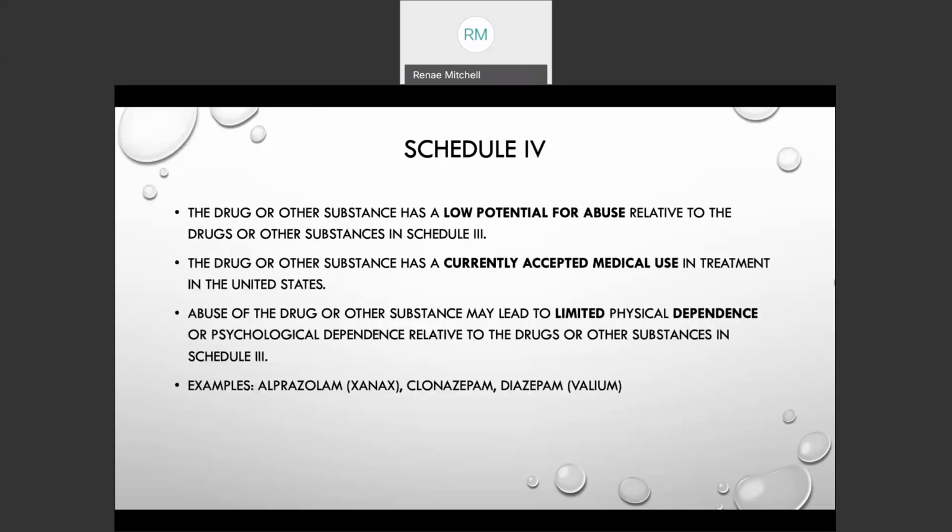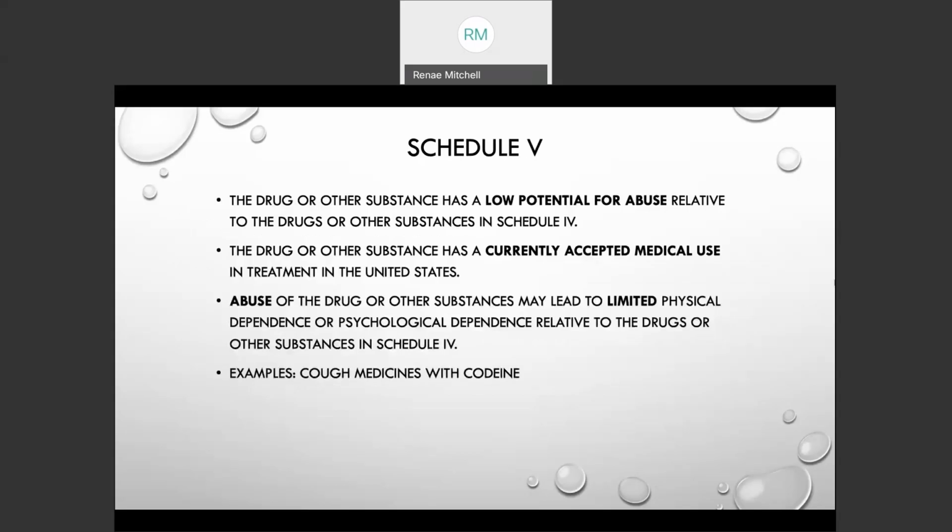Schedule 4 drugs, again, that low potential for abuse, currently accepted medical use. And then here, there's a limited risk of developing psychological or physical dependence. And so Xanax, some benzodiazepines like Valium and clonazepam, these are drugs that fall into Schedule 4. And then lastly, Schedule 5, the least regulated group. These substances have a low potential for abuse. They're currently accepted in the medical community, and there's a limited risk for developing dependence. So, for example, cough medicines with codeine in them would be Schedule 5.